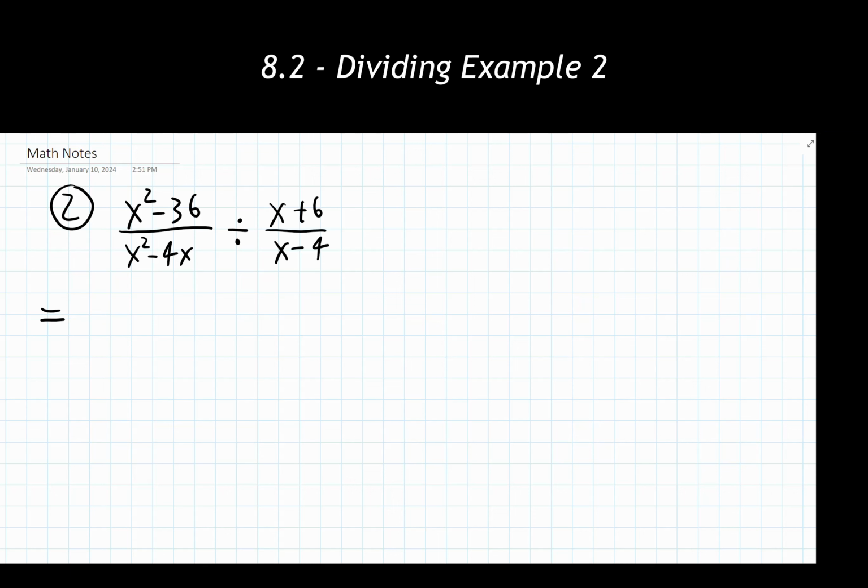So, first and foremost, I still need to rewrite the problem as multiplication, meaning I need to get rid of this division sign and flip the thing that comes directly after the division sign. So the first expression is staying the same. I'm still having x squared minus 36 over x squared minus 4x. I'm switching that division to multiplication, and I'm flipping the fraction that comes after it. So it becomes x minus 4 over x plus 6.